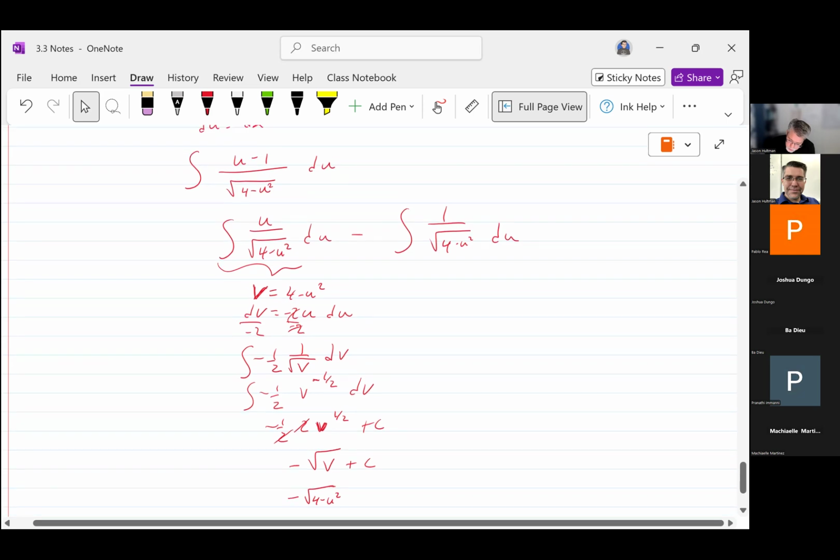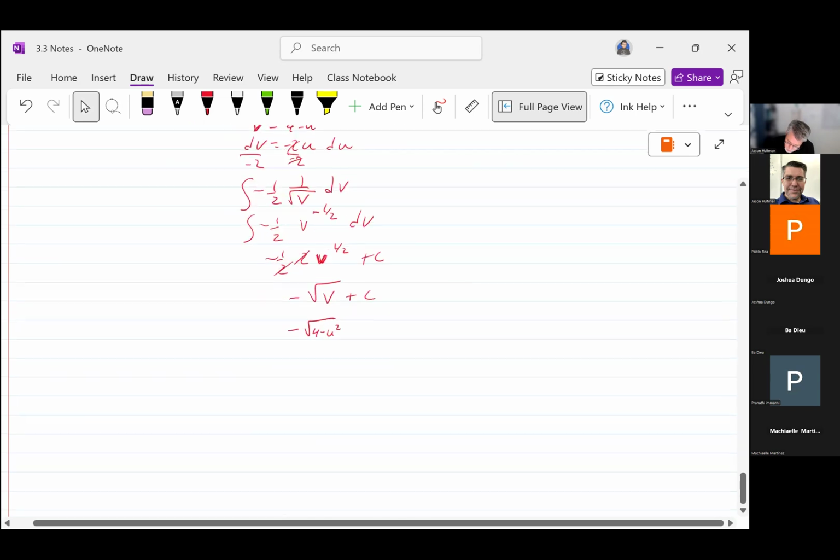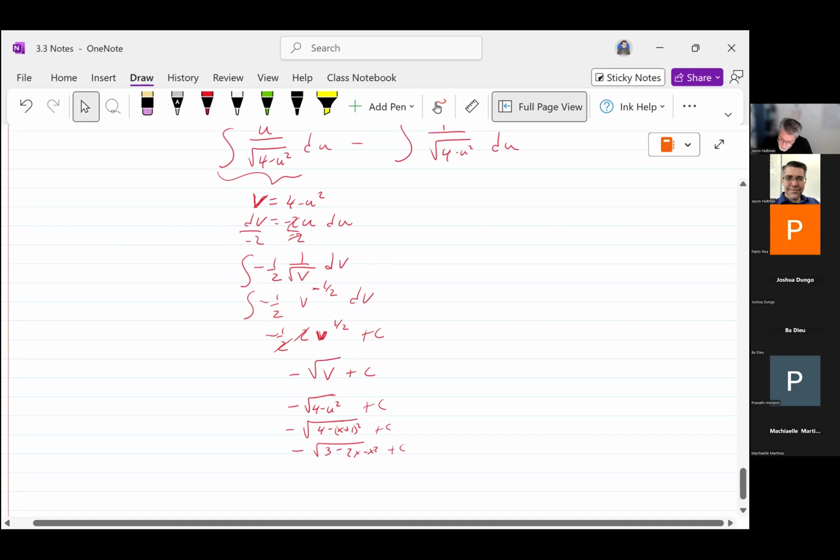But what was u? u was x plus 1. So we could go 4 minus x plus 1 squared. But again, what was that? In the very beginning, why did we put it in this form? Well, in order to integrate, but if we leave our toys the way we found them, this really is 3 minus 2x minus x squared, plus c. So now that one's done.